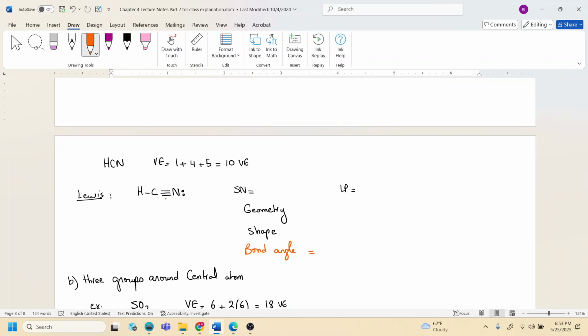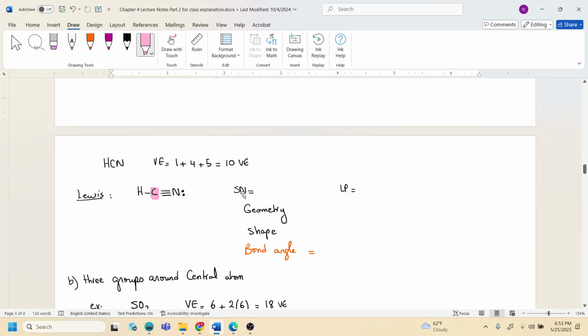Now my central atom. The central atom is where? The central atom is not the nitrogen, you guys. The central atom here is the carbon, because carbon is less electronegative than nitrogen. Okay. And by the way, it's HCN. So the H is connected to the carbon, and the carbon is connected to the nitrogen. So the carbon is the central element in there.